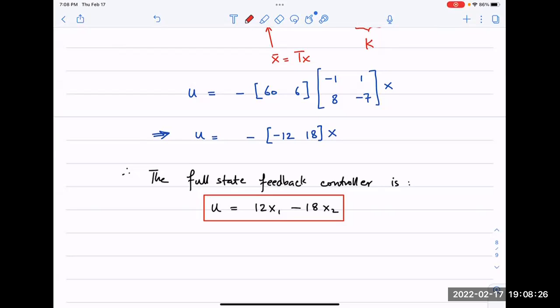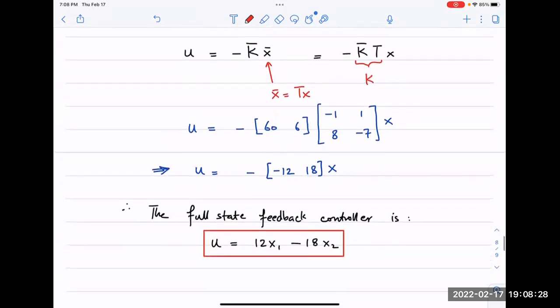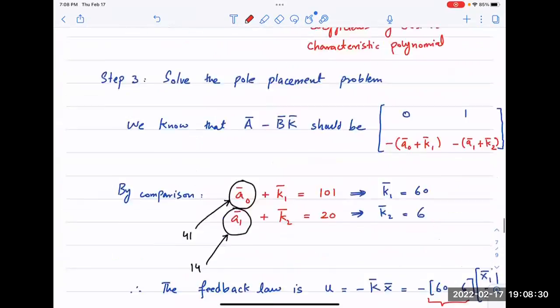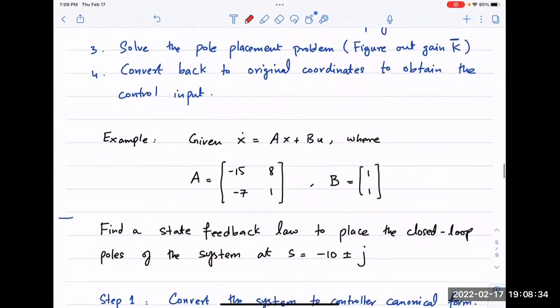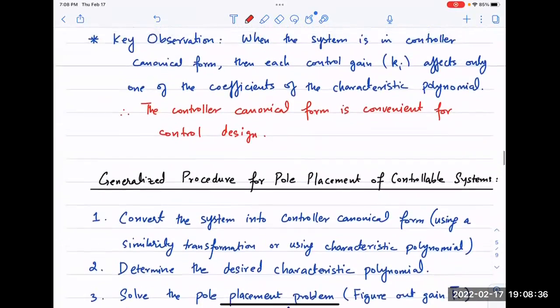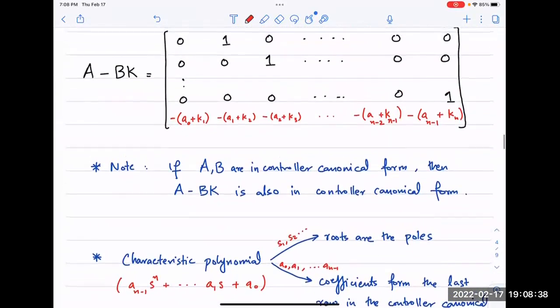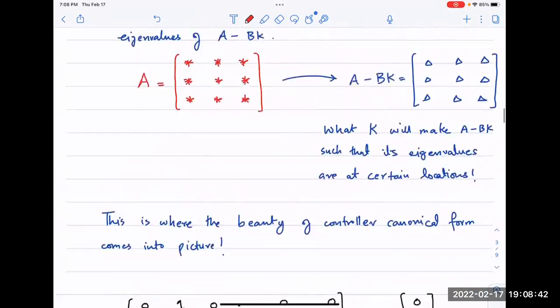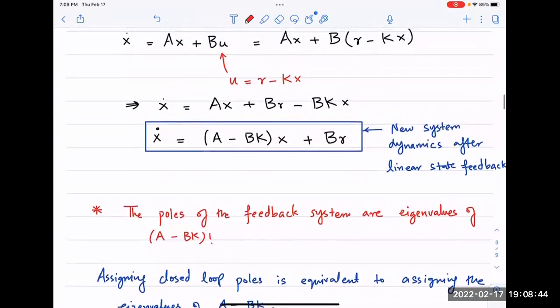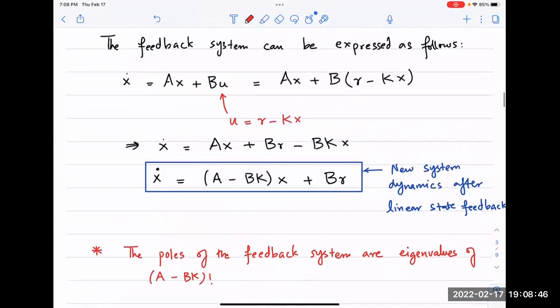So that's the whole process of converting one system to another system such that its poles are arbitrarily placed wherever you want, using a state feedback law, which is a linear function of the state.